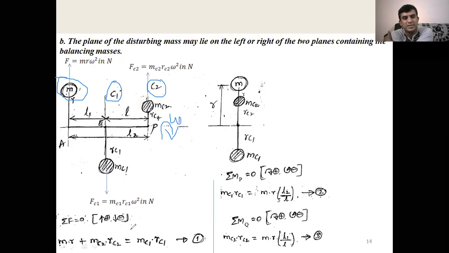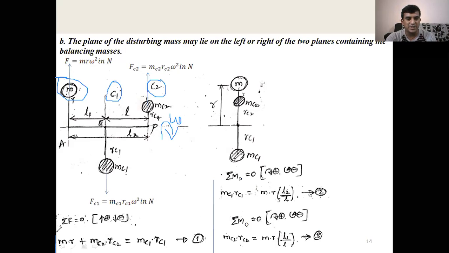Right? Again apply the same two conditions. One is the vector sum of all the forces equal to 0. Second one is the vector sum of all the moments about an arbitrary point. It may be an arbitrary point, either point P or point Q. You consider that, then you can get it.